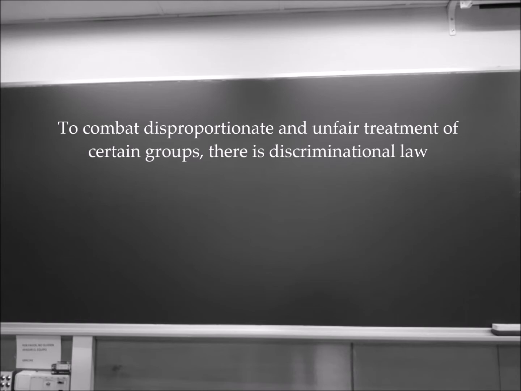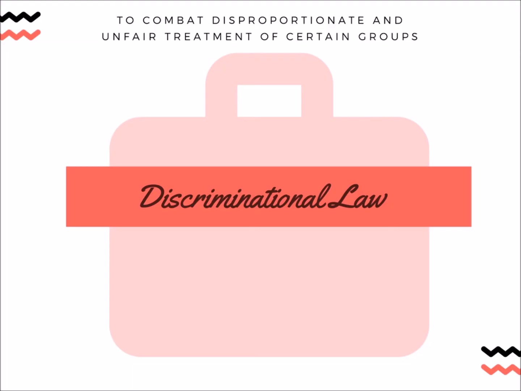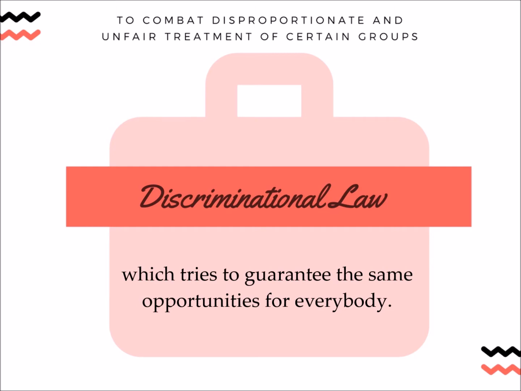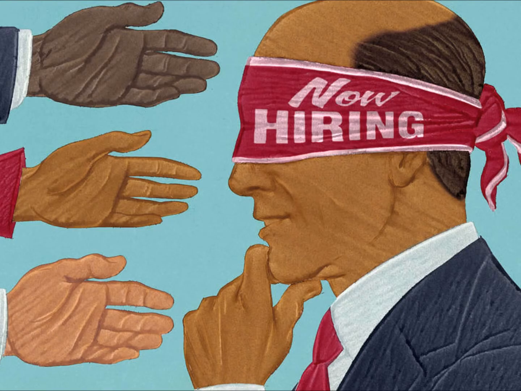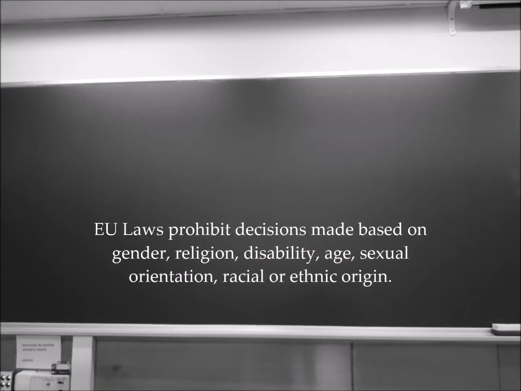To combat disproportionate and unfair treatment of certain groups, there is discrimination law, which tries to guarantee the same opportunities for everybody. Two people in the same position have the right to receive the same treatment. EU laws prohibit decisions made based on gender, religion, disability, age, sexual orientation, racial or ethnic origin.